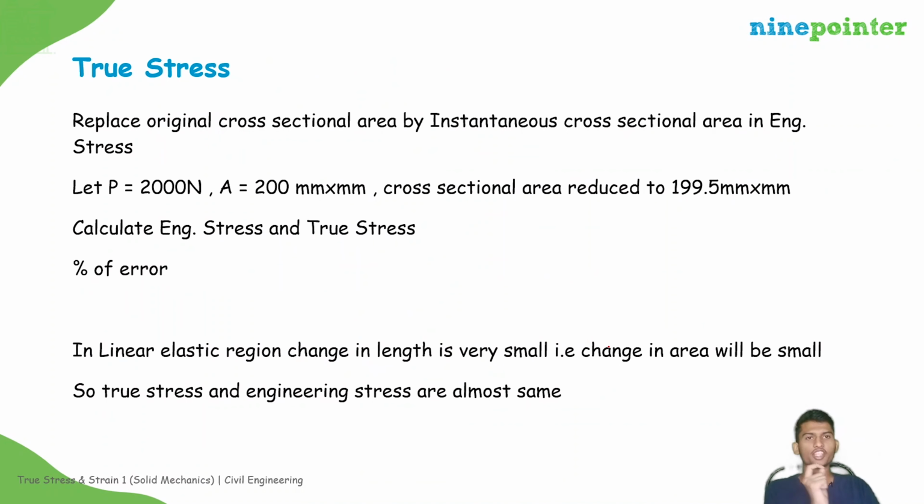So this is about engineering stress and engineering strain. Now let us move to true stress. True stress, sigma true, is given by P by A i, where A i is the instantaneous cross-section.